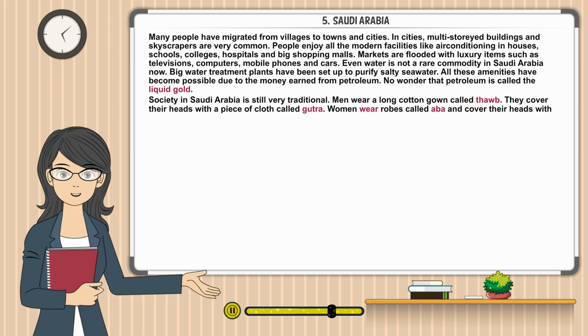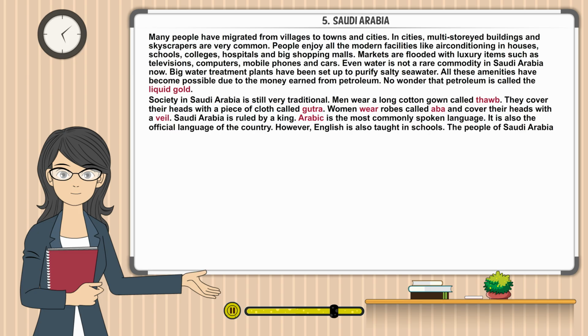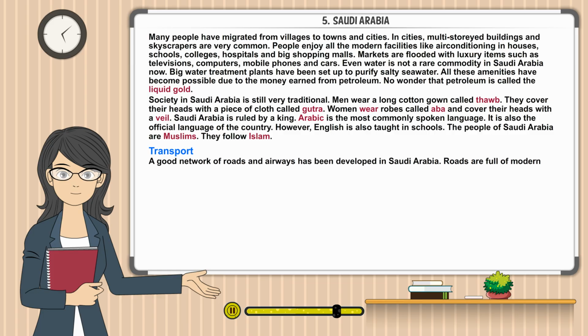Saudi Arabia is ruled by a king. Arabic is the most commonly spoken language. It is also the official language of the country. However, English is also taught in schools. The people of Saudi Arabia are Muslims. They follow Islam.